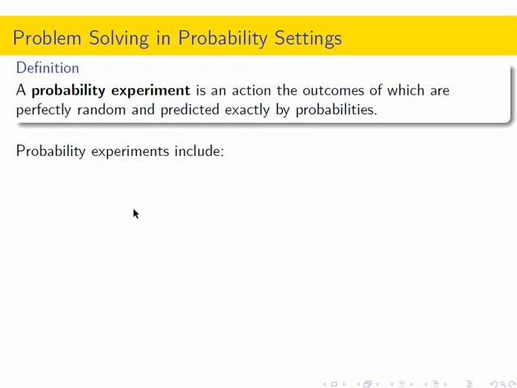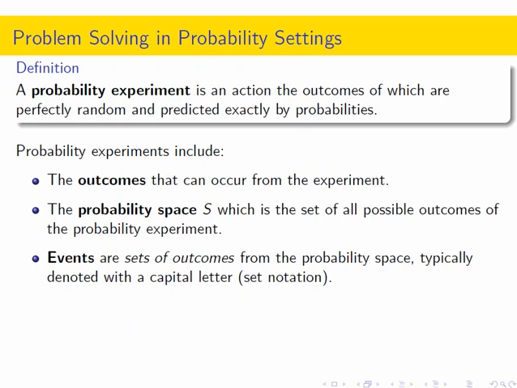So probability experiments are actions whose outcomes are perfectly random and predicted exactly by probabilities. And those probability experiments include outcomes, all the possible things that can occur from the experiment. And we call the set of all outcomes the probability space S. In set theory, we often talk about the universal set and we call it U. And this is the exact same thing. We're just calling it the probability space to remind ourselves of this probability experiment that's happening.